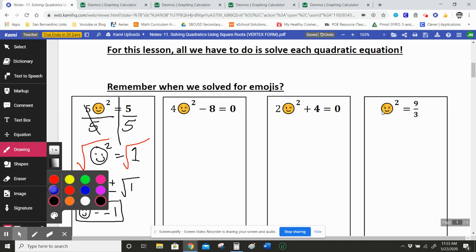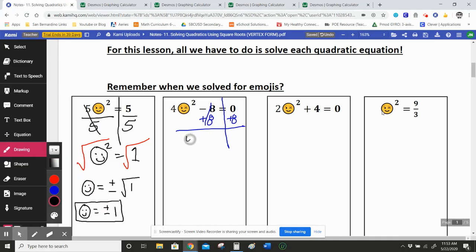I can do the same thing for the other ones, right? So if I want to get the emoji by itself, I would have to add 8 to both sides. Add 8 for this. I would drop down whatever's left. 4 multiplied by the emoji squared is equal to positive 8. Then I have to divide by 4 on both sides. Divide by 4, divide by 4. This crosses out. I'm left with the emoji squared is equal to 2.